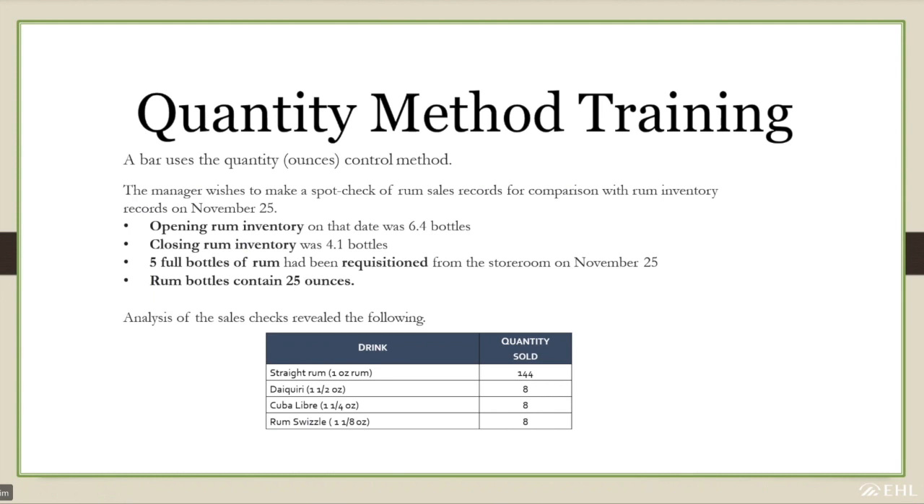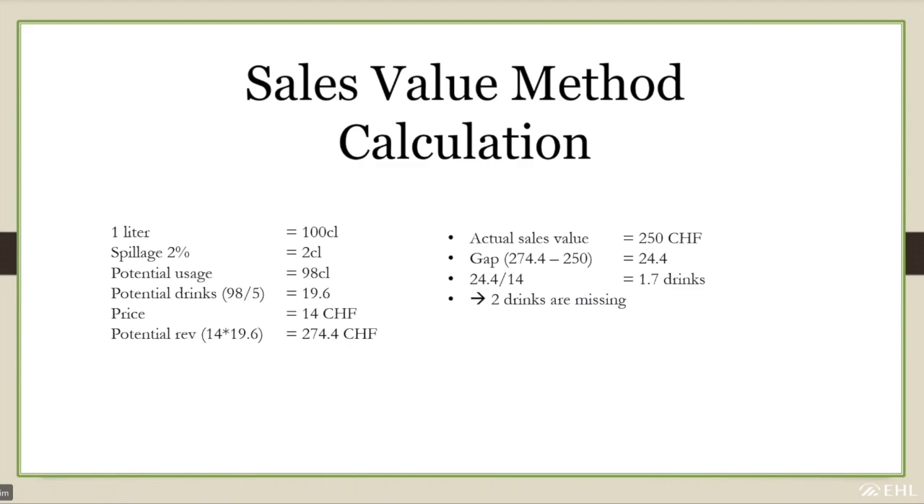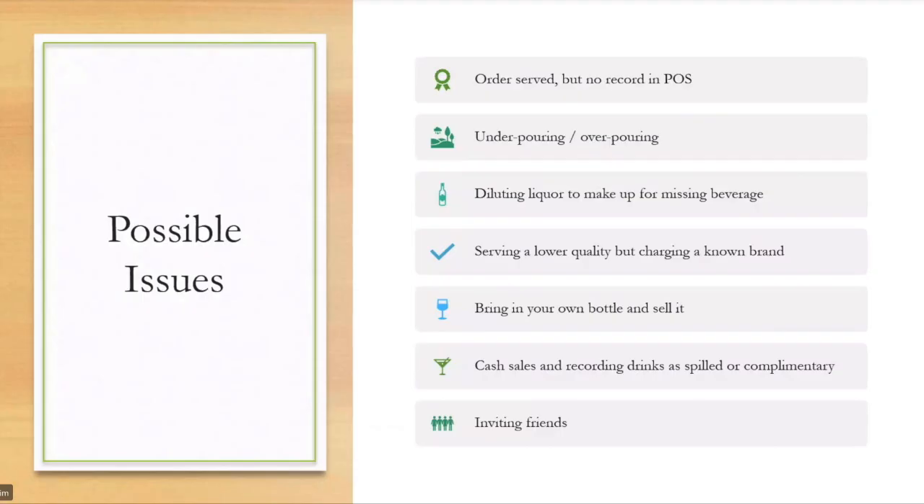This is again about the inventory, opening and closing inventory. So this is how you can calculate the sales value method. So what are the issues? I will quickly let you read that as well.